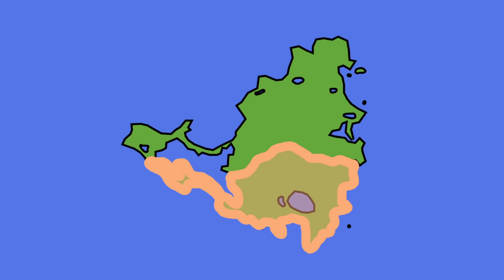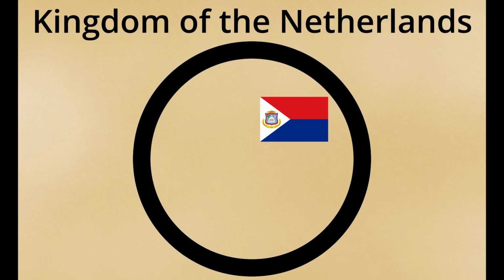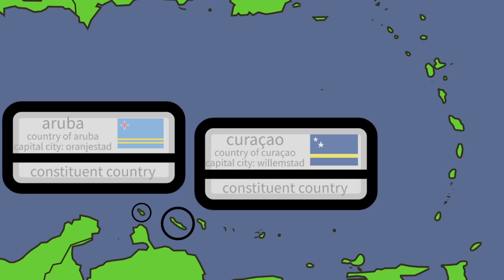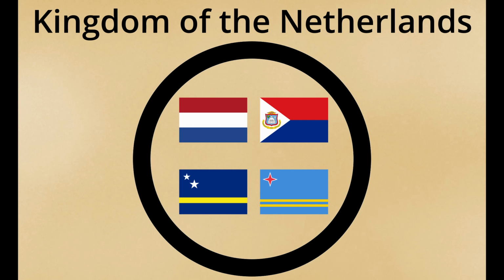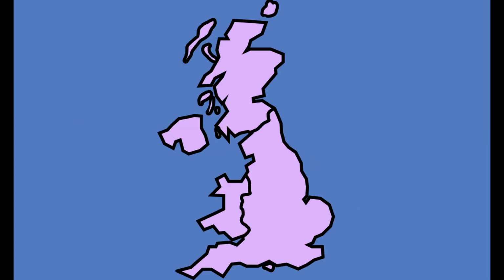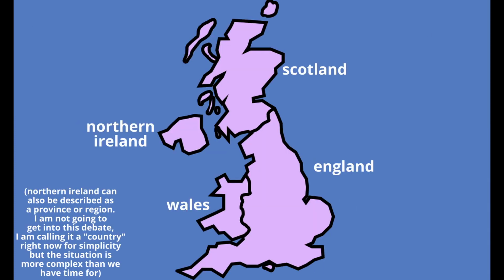So is this Sint Maarten just another dependent territory? No, it isn't. It is a constituent country of the Kingdom of the Netherlands. The Kingdom of the Netherlands includes the Netherlands, Sint Maarten, as well as the two other constituent countries of Aruba and Curaçao, which are all countries that form a larger sovereign entity. The other two examples of this in the world are the Kingdom of Denmark, with Greenland and the Faroe Islands, and the United Kingdom, with England, Scotland, Wales, and Northern Ireland.